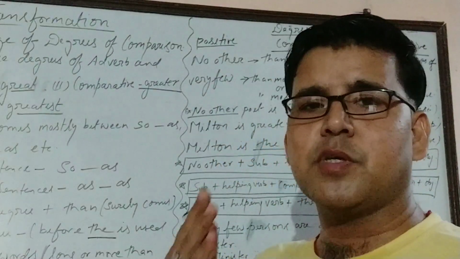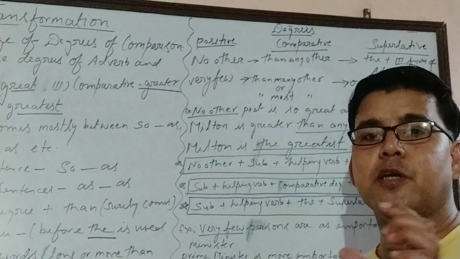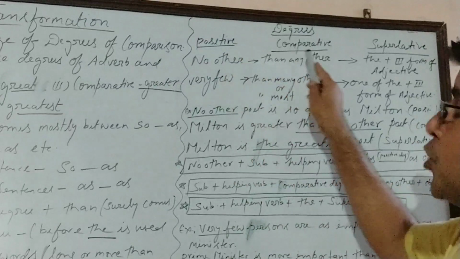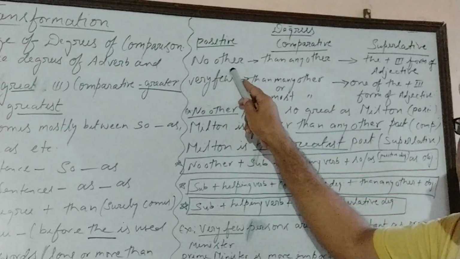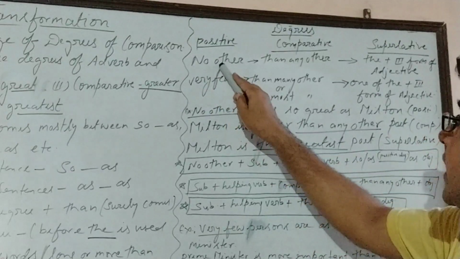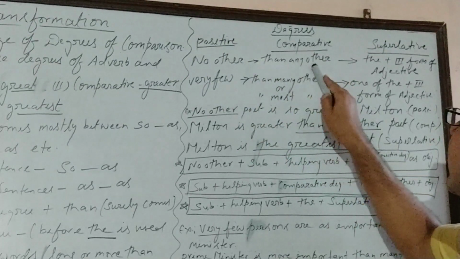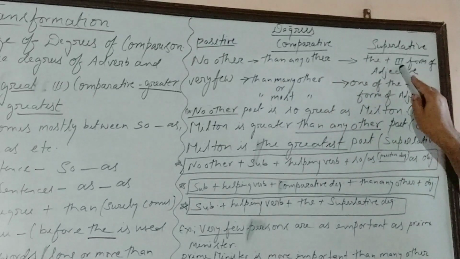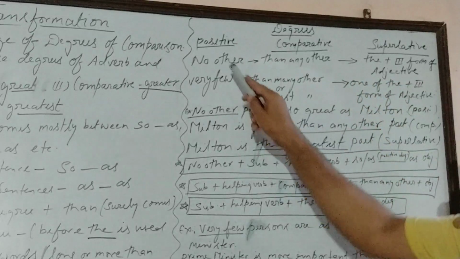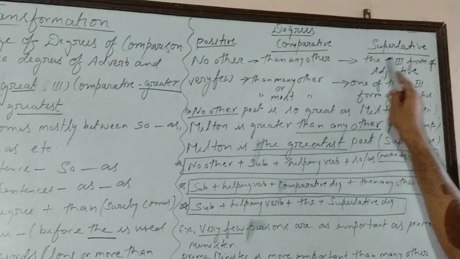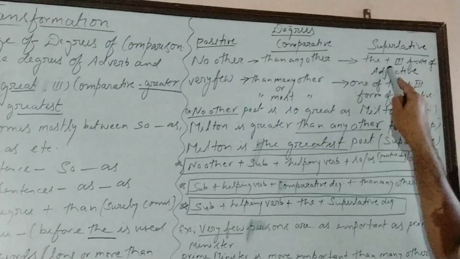Most of the time, sentences start with "no other" and "very few" in positive degree. So you can make a short table: positive, comparative and superlative. In positive degree, when the sentence starts with "no other", it will change into "than any other" in comparative degree, and then "the" plus the third form of adjective in superlative. Once again, you have to learn this part: no other, than any other, the plus third form of adjective. This is your positive degree, this is comparative, and this is superlative.